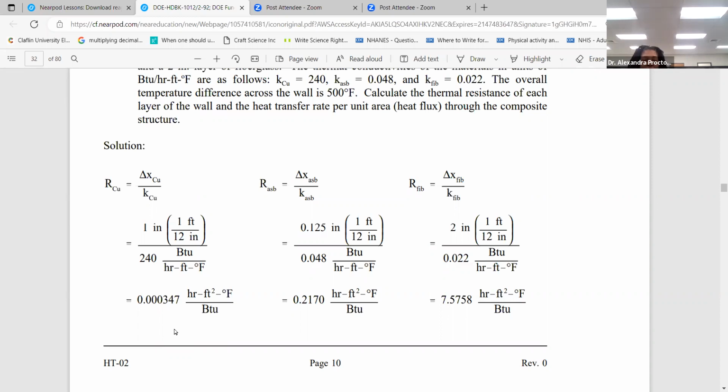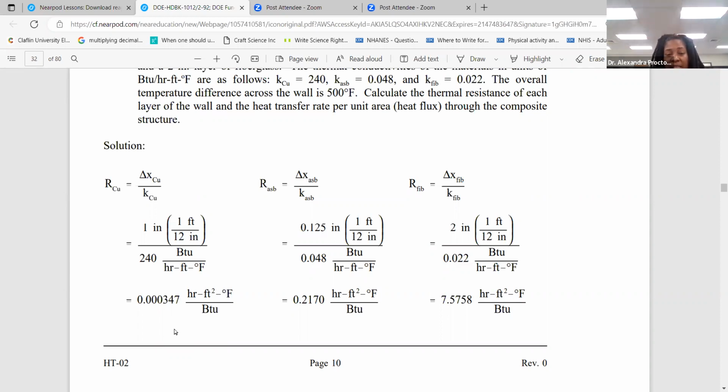And then they go in and put in the conversion factors. So 1 inch times 1 foot over 12 inches; they've rearranged this conversion factor. So 1 inch times 1 foot over 12 inches divided by 240 BTU per hour foot degree Fahrenheit. The R for copper is 0.000347 hour foot squared degree Fahrenheit per BTU.